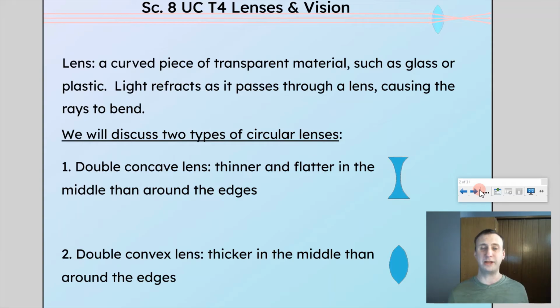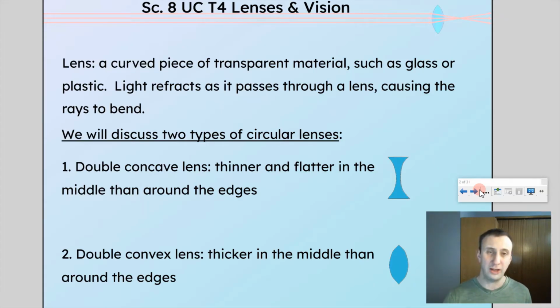So let's talk about what a lens is. A lens is a curved piece of transparent material. Again, transparent meaning that light can travel through it no problem, such as glass or plastic, which is typically what's used for a lens. And a lens refracts light as it passes through, causing the rays to bend.